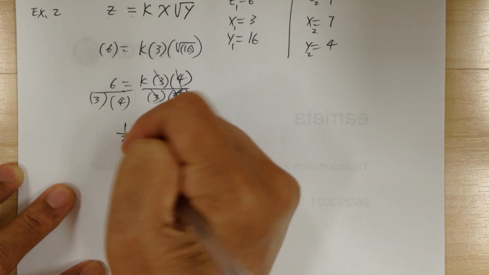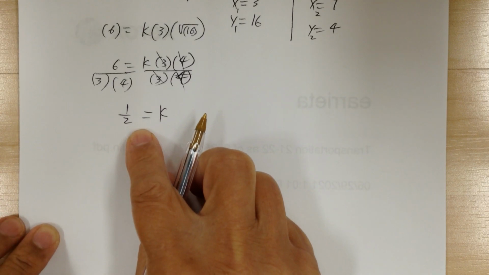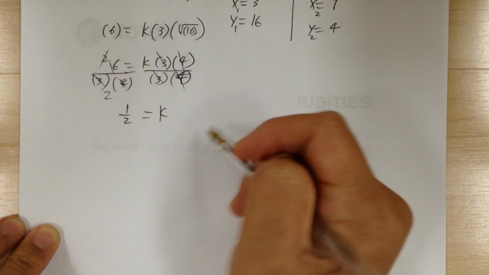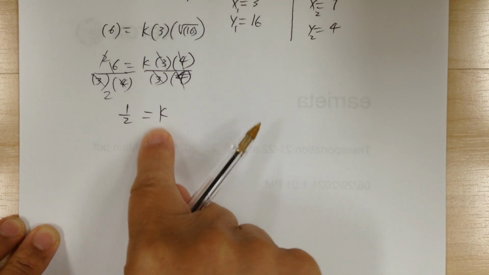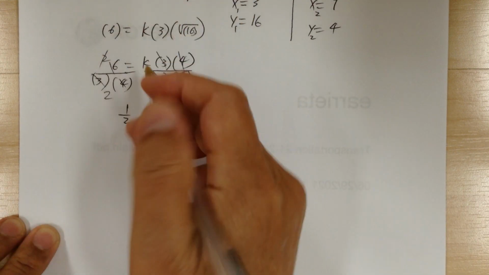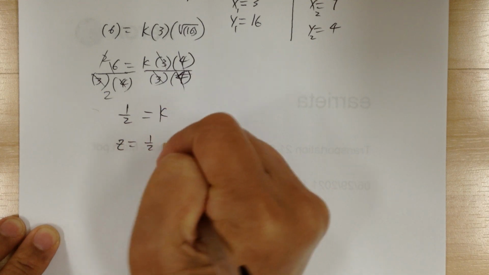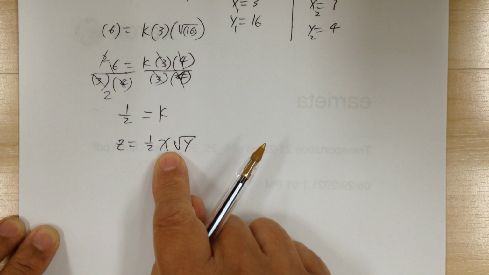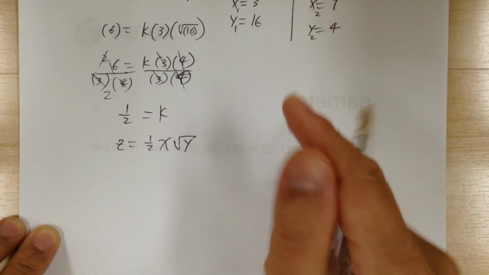Okay, so normally you want to use a fraction. So you can cancel, right? So this 1, 2, so cancel. So that's how I get 1/2. When you find your k, you need to update your equation right away. So you get z equal to 1/2 x square root of y. Once you update your equation, you can use the equation to solve whatever you need.